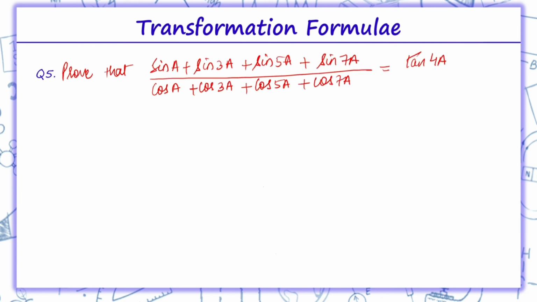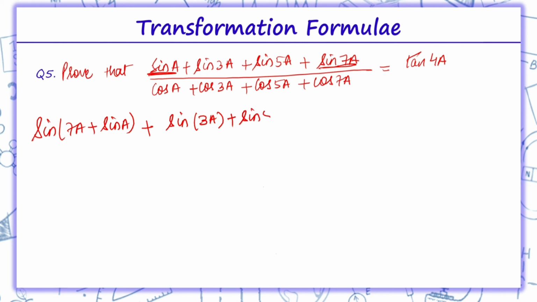Next question is sine a plus sine 3a plus sine 5a plus sine 7a upon cos a plus cos 3a plus cos 5a plus cos 7a can be written as tan 4a. So here we'll do pairing. How we'll do pairing? This sine a and sine 7a will be written together. So we'll apply identity over here. Sine 7a plus sine a, plus sine 3a plus sine 5a.